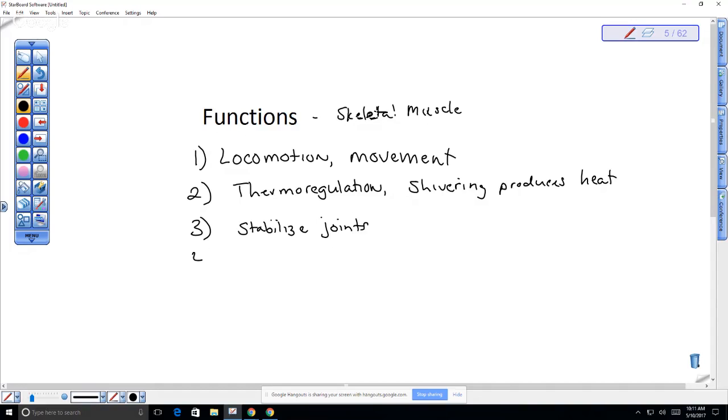Okay. And then the fourth function is in maintaining posture. So we can say, for example, that there are muscles that allow me to stand upright against gravity, and they have to contract in order to keep myself from falling over, but they're not actually causing movement, they're just allowing me to stay upright. And so that would be a fourth function of the skeletal muscles.